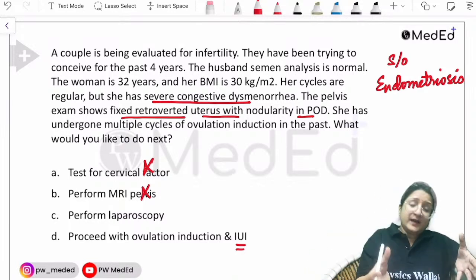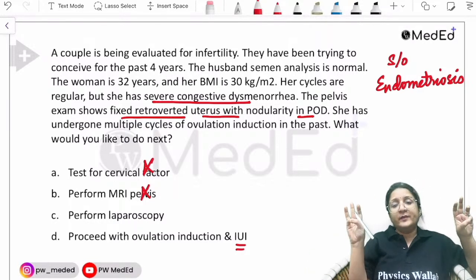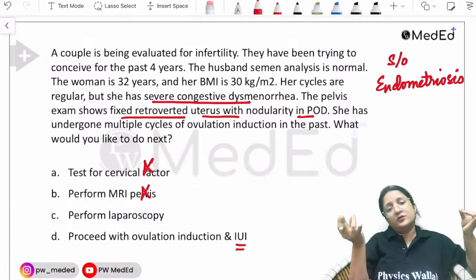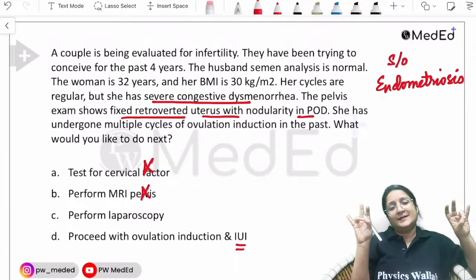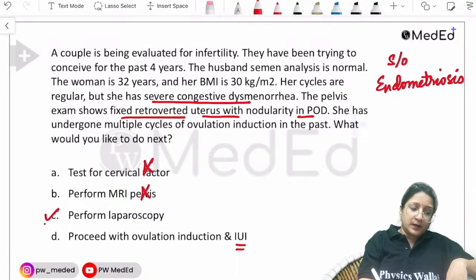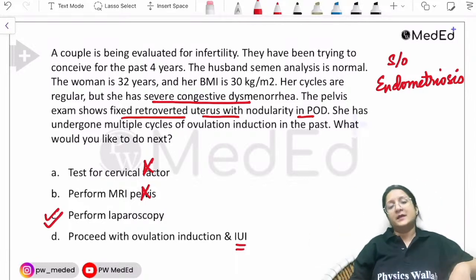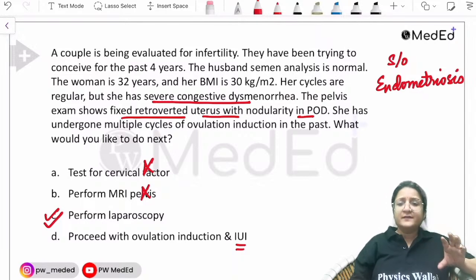Performing laparoscopy will help me confirm endometriosis, and in the same sitting I can do the tubal patency testing. So I go for option C, perform laparoscopy. All of these investigations and clinical conditions, you have read about them. It is just how to best use the investigation, and the investigation will cater to the specific scenario.